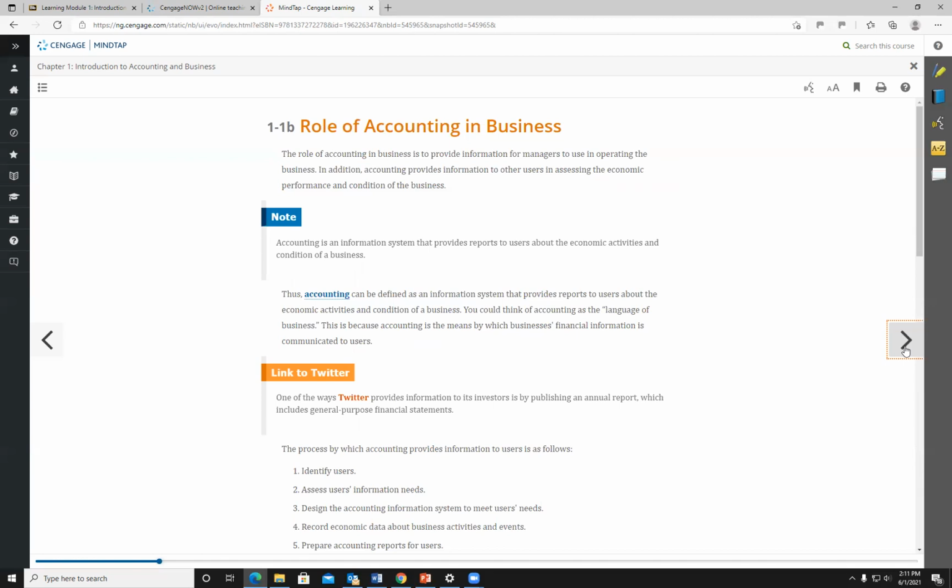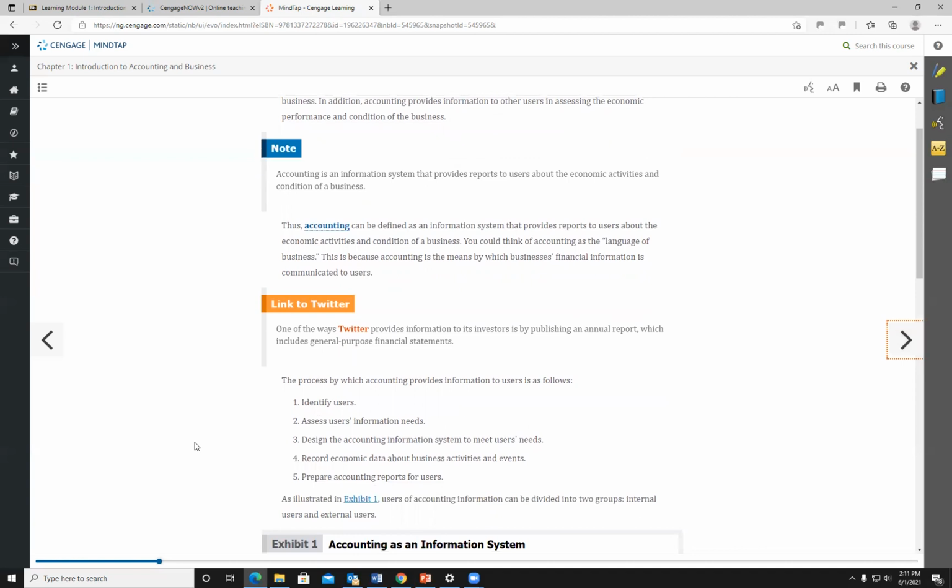So in an accounting system, of course, you're going to identify who your users are, assess the users' needs, and then design the flow of the information, like how the information is put together and how the information is disseminated. And then, of course, you're going to record the information and then prepare the information for reporting to the users. That is what the accounting information system is all about. And that's the role of an accountant, to do basically all of those things.